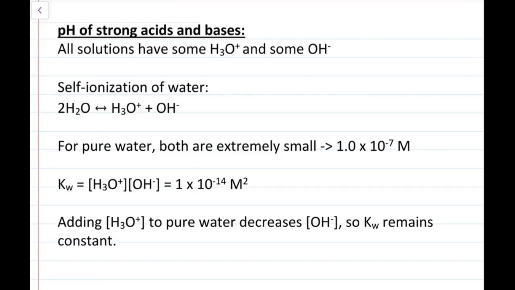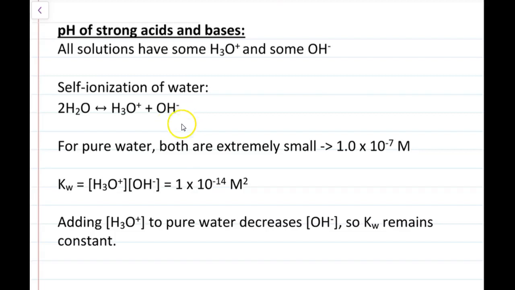Okay, so the first thing you have to understand is that every solution, every water sample, whether it's pure water, salt water, pond water, Pepsi, whatever the solution might be, has some hydronium and some hydroxide. And the reason for that is water molecules collide with each other and actually transfer a hydrogen, a proton, from one to the other. And that results in having water plus a proton, which would be hydronium, and then water minus a proton, which would be hydroxide.